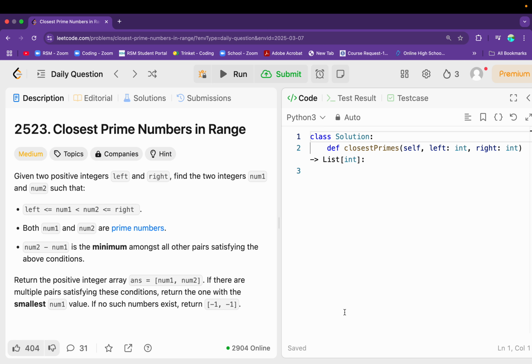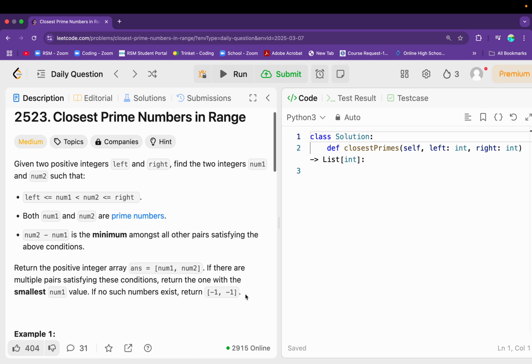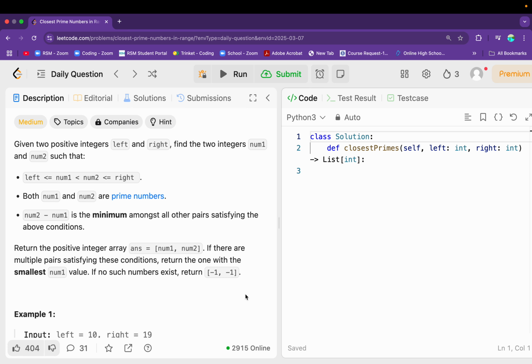meaning they're not divisible by anything other than 1 and themselves, and the difference between the two numbers that we choose has to be minimized among all the other pairs within that range that satisfy the above conditions of both being prime. And of course we want to minimize the difference between those two. We want to return the array answer with both of those integers, num1 and num2. Now, if there are multiple pairs satisfying these conditions, we want to return the one with the smallest num1 value, kind of prioritizing the smaller numbers.